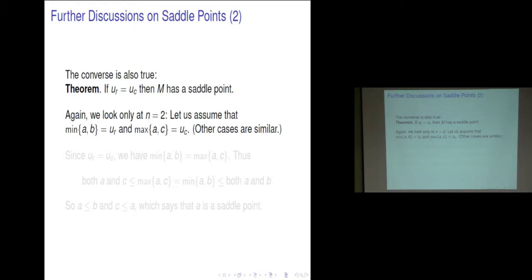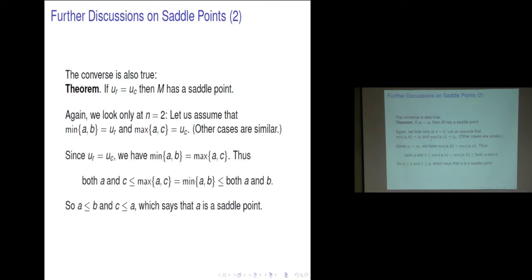You just randomly choose a row and a column. So I choose 1, 1. So the argument is the same. Okay, so other cases are similar. Now we use the condition u of r equals u of c. So we know that the minimum of AB is the same as the maximum of AC. Okay? So then what happens?